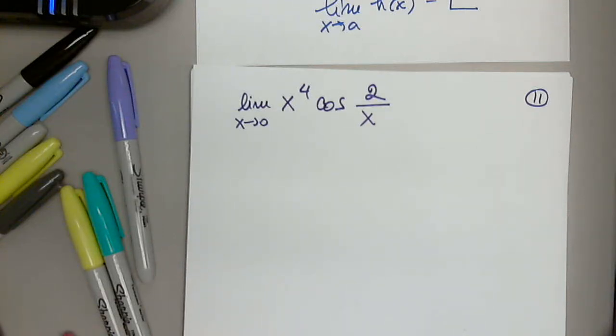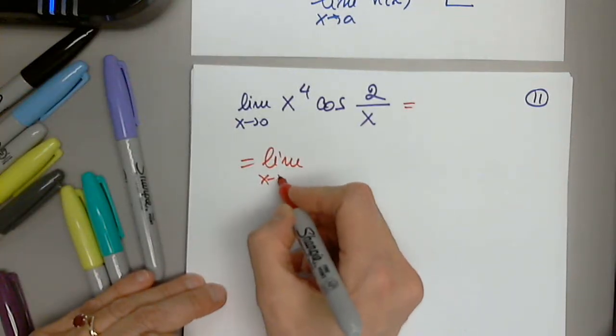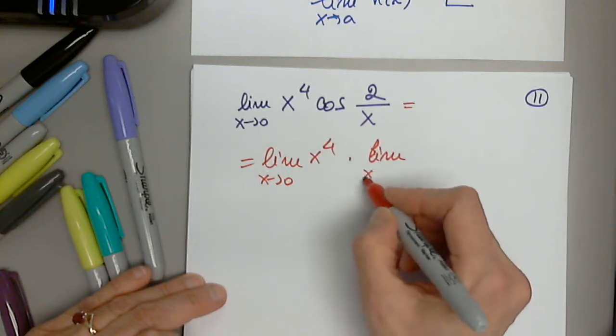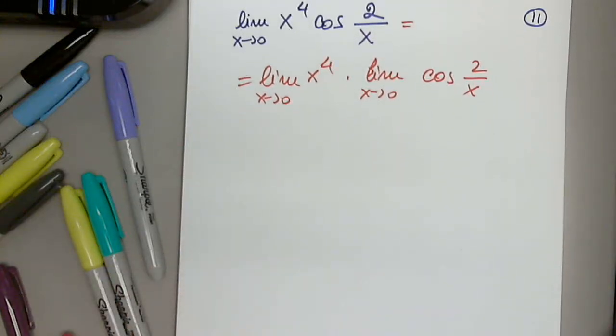Do not write this. I want to do this: the limit as x approaches 0 of x to the fourth, multiplied by the limit as x approaches 0 of cosine of 2 over x. It's a limit law. I want to use it. Why did I say don't even bother?